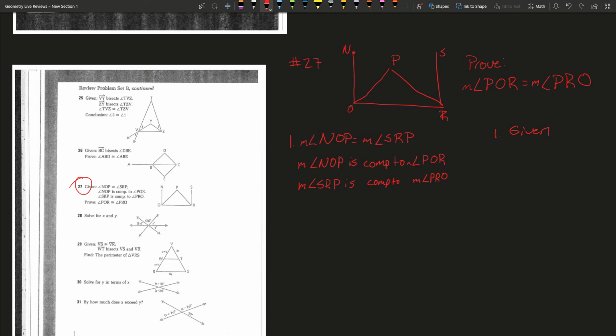All right, 27. It gives us a couple of angles. I'm going to focus on the measure of angle NOP and the measure of angle SRP. So NOP is right here, and SRP is right here. And I'm going to draw this in just so I can look at it without having to constantly go back to this given thing. All right, and we're trying to prove that angle POR is congruent to PRO.